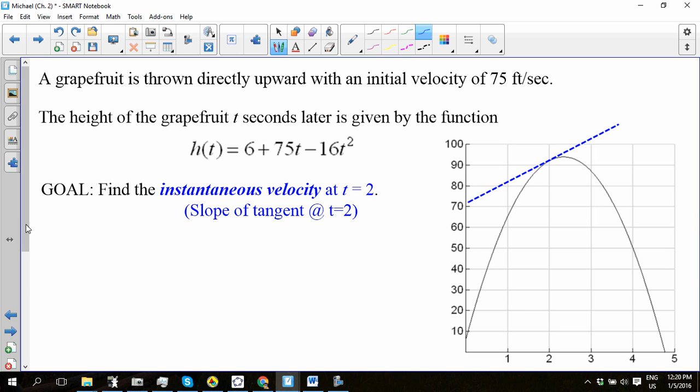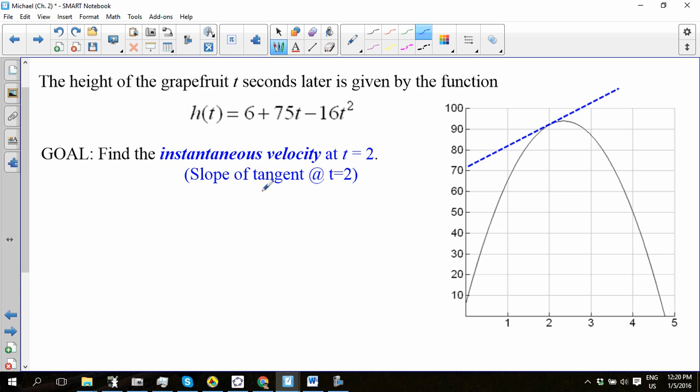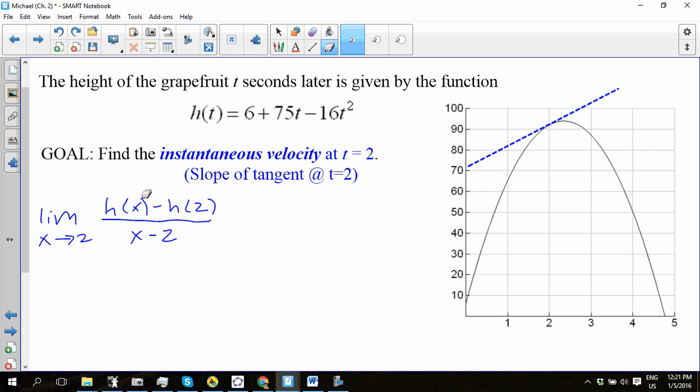Now, let's use a limit to actually find the slope of that tangent line, the instantaneous rate of change. We're going to take that h of x minus h of 2 over x minus 2, and we're going to take the limit of that as x approaches 2. And I should technically be using t's instead of x's here. Apologies. Notationally, that's pretty sloppy.